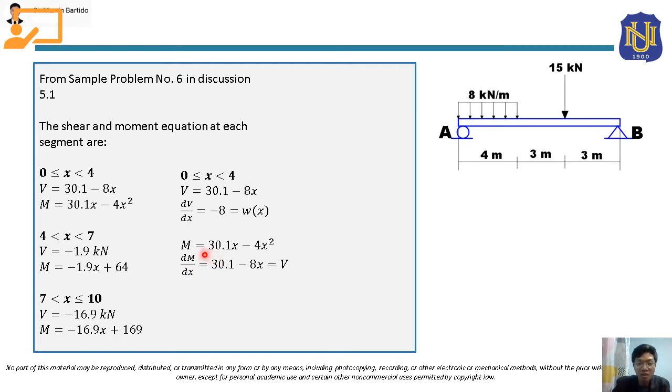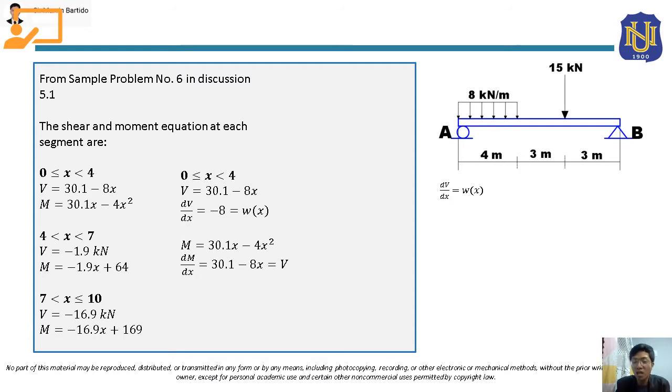And class, if you can notice from here, this equation, 30.1 minus 8x, this is actually the shear equation, right? So we can say, class, that this is equal to the shear equation. Which proves that the relationship of moment and shear, that is dM over dx, is really equal to V.